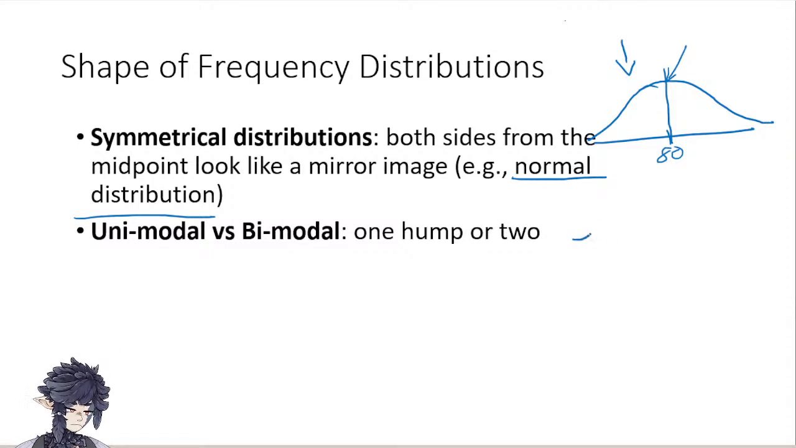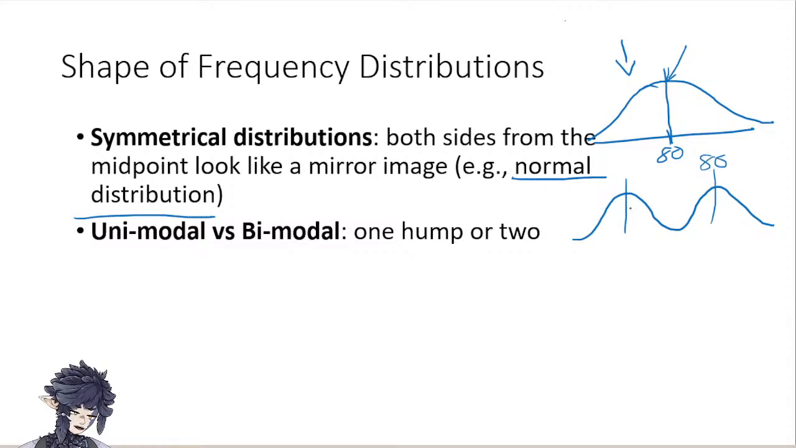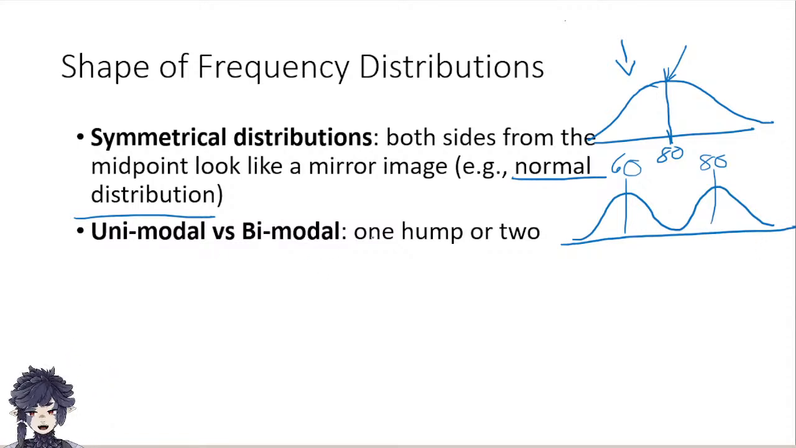A bimodal distribution would be a distribution that has two highest points. Let's say a bunch of students got an 80 and a bunch of students got a 60. Maybe I gave the same test to a bunch of kindergartners versus a bunch of college freshmen or something like that, you know? So this has two modes. There are two most common scores. That's a bimodal distribution.